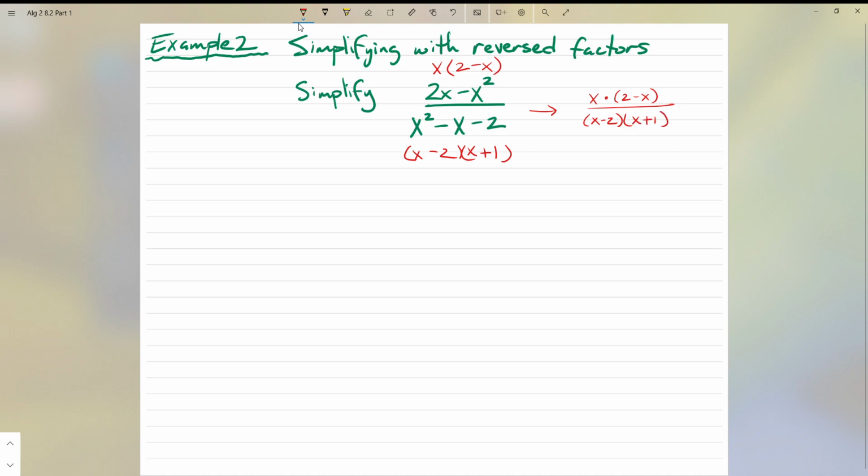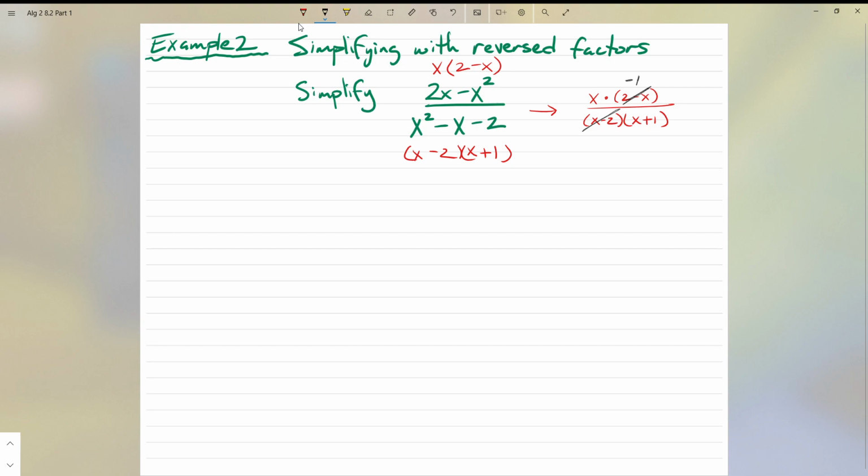Well, obviously the x and the x plus 1 aren't really going to be part of any of this canceling or reducing because they don't have anything in common. But what does happen is if you have factors that are reversed from each other, so 2 minus x, x minus 2, they can cancel. And then what happens is you leave a -1. And you can write a -1 on the top or the bottom, whatever makes you feel more comfortable.